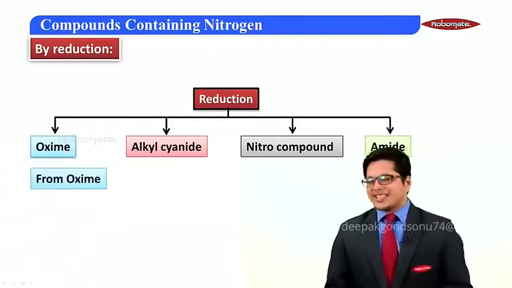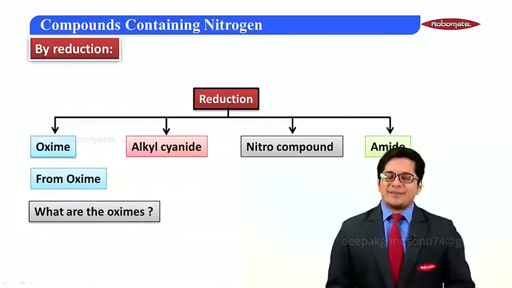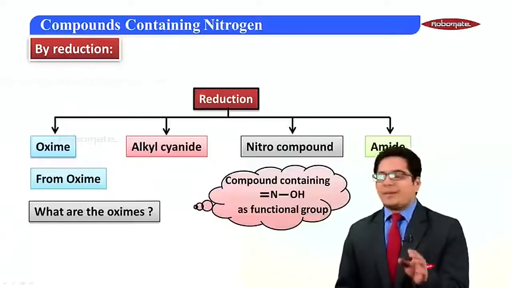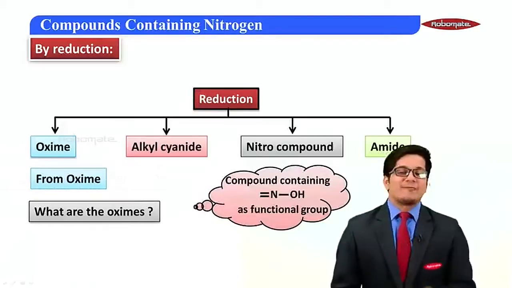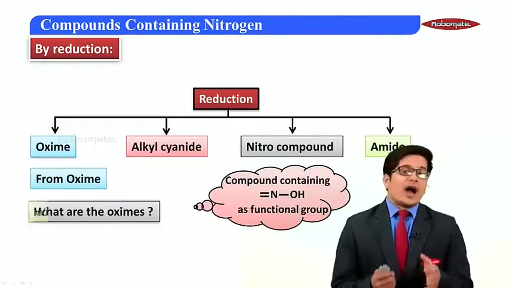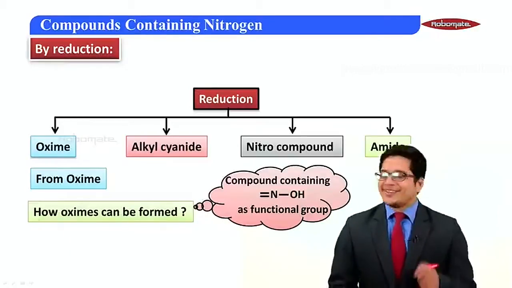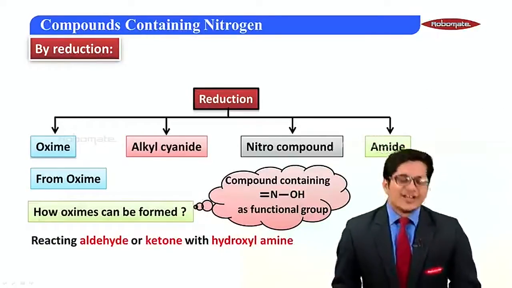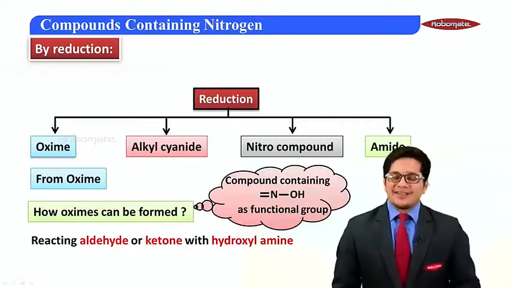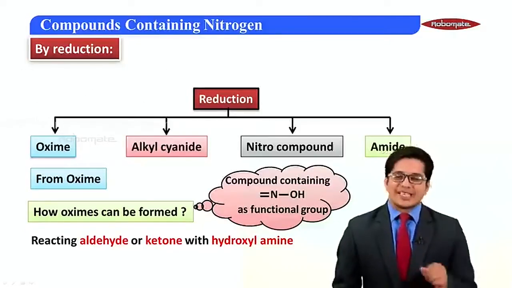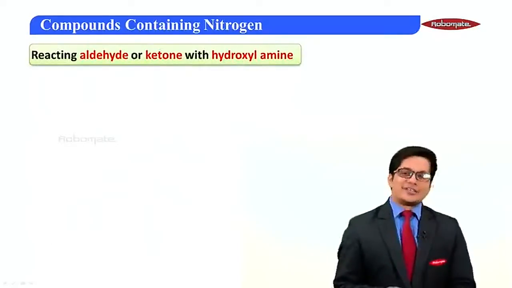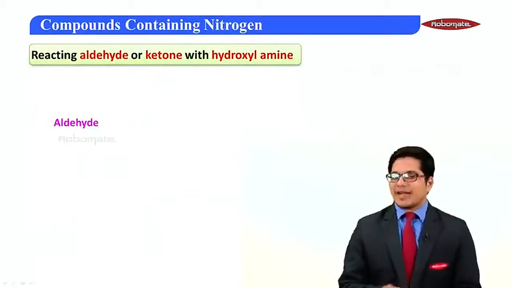But the question arises over here, what is oxime? Oximes are nothing but the compounds in which there is double bond NOH as a functional group. So, next question arising, how are oximes prepared? They are prepared by the reactions of aldehyde or ketones with hydroxylamine. We have learned this in the chapter of aldehydes and ketones. So, whenever we would have an aldehyde or a ketone reacting with a hydroxylamine, we would get an oxime.